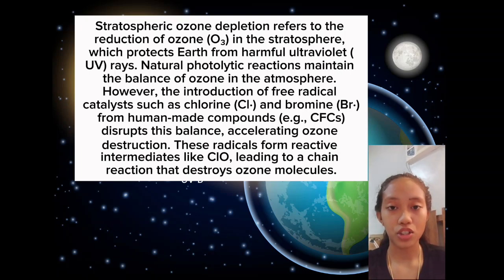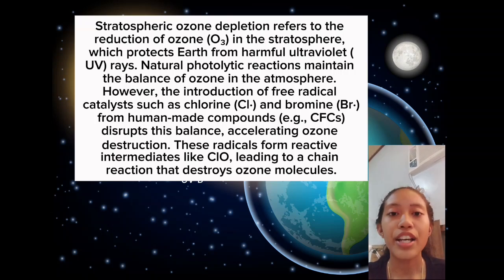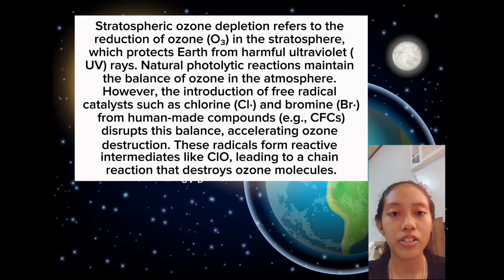Stratospheric ozone depletion refers to the reduction of ozone in the stratosphere, which protects Earth from harmful ultraviolet rays. Stratospheric ozone depletion happens when the ozone layer in the stratosphere becomes thinner. This layer is very important because it protects us from the sun's harmful ultraviolet rays.